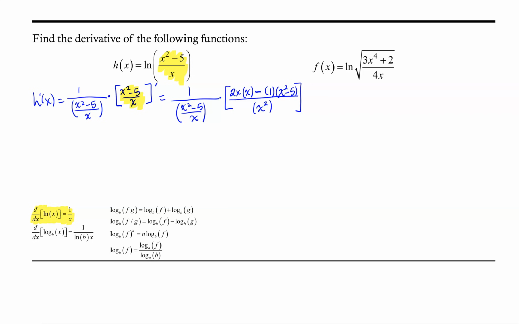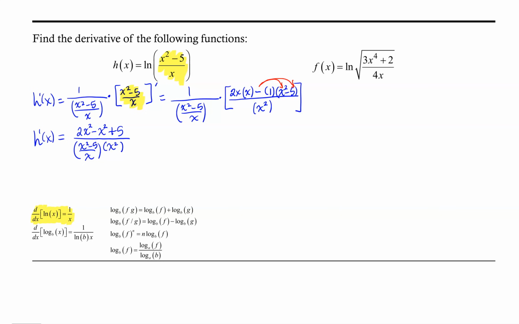So simplifying this a little bit, h prime of x is equal to, in my numerator, I'm going to have 2x squared minus x squared plus 5, simply using the distributive property, over (x squared minus 5) over x times x squared.